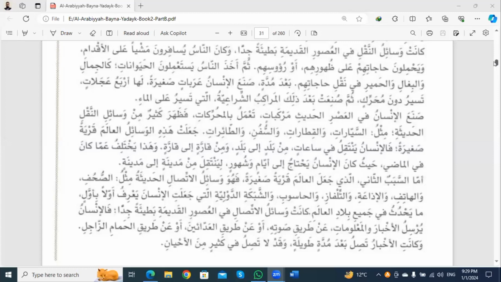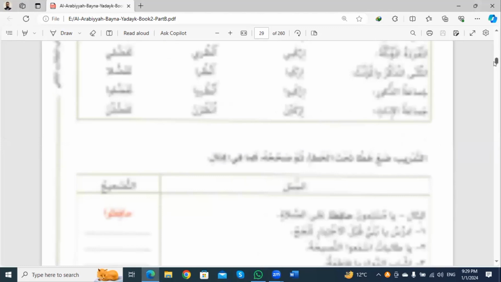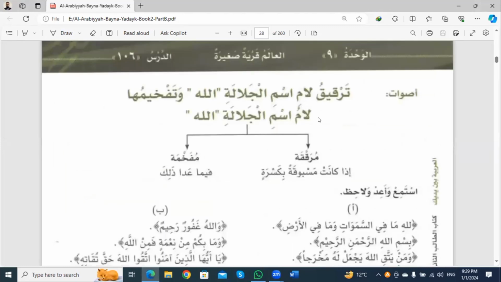Here is something to see. You can see here muraqqaqa and mufakhama. So, muraqqaqa, we will read it muraqqaqa when it is preceded by a kasra.